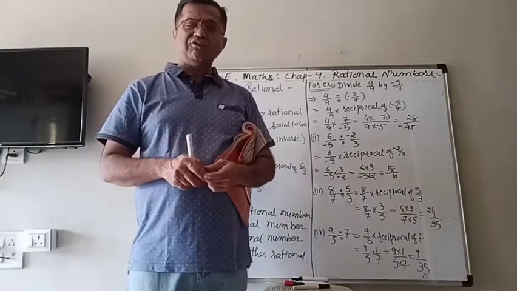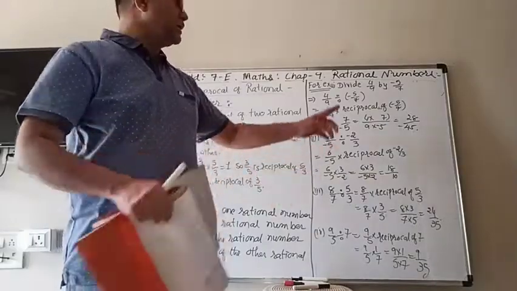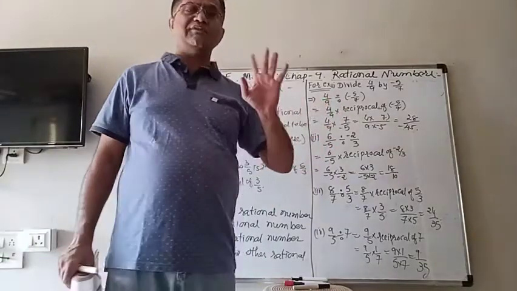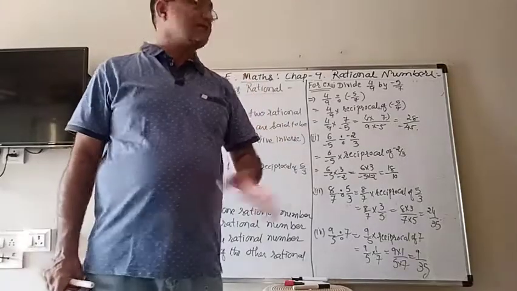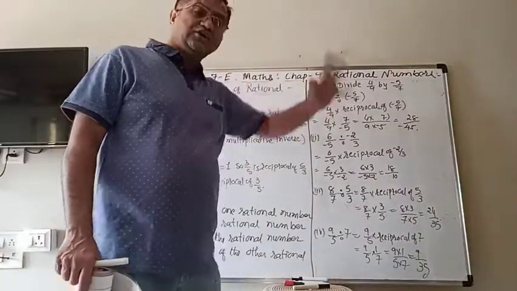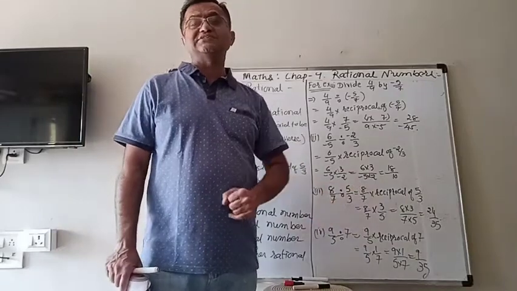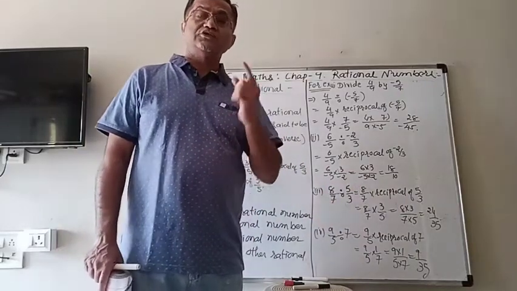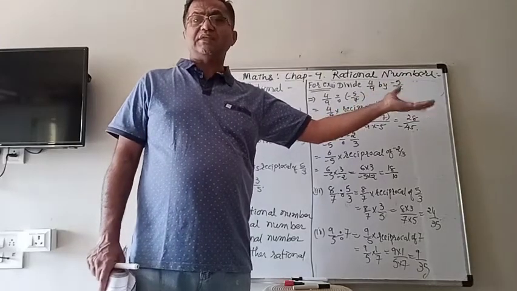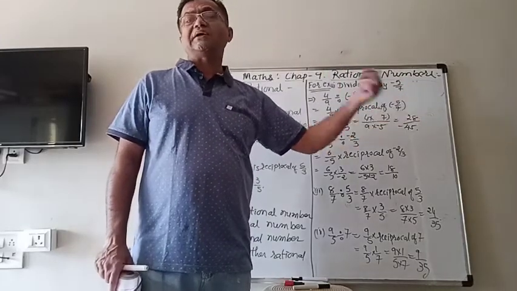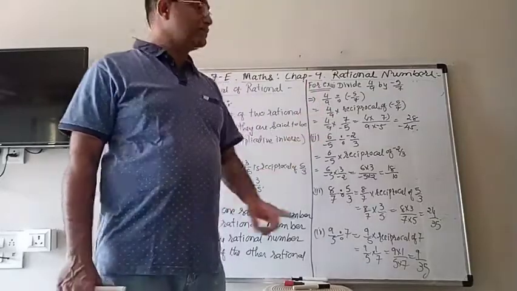So when we divide, what we have to keep in mind is that the first rational number will not be changed, because sometimes students do it the wrong way. They make it reciprocal also, and then the answer is totally wrong. So only the number which is after the division sign will get the reciprocal, not the first one.